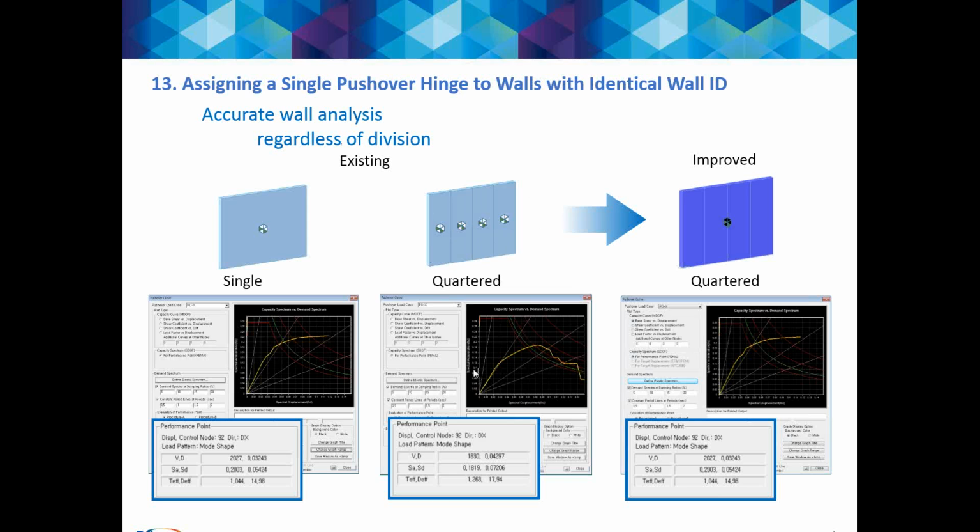However, in the pushover analysis, there was a limitation in the previous version. The wall hinge was assigned separately to each of the divided elements, which is not desired from the engineering point of view. So in the new version, if the straight wall has the same wall ID, we can now assign only one wall hinge and their results will be exactly the same as when we do not divide them.